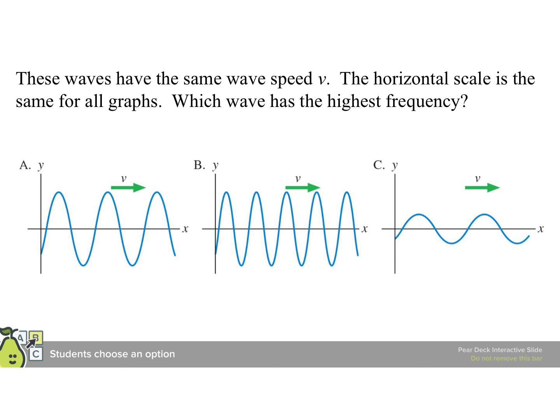All right, these waves all have the same wave speed v. The horizontal scale is the same for all graphs. Which wave has the highest frequency? Remember that v equals lambda f, and v is constant. So high frequency implies small, really short, lambda. So I want the one that has the lowest wavelength, which would be b.